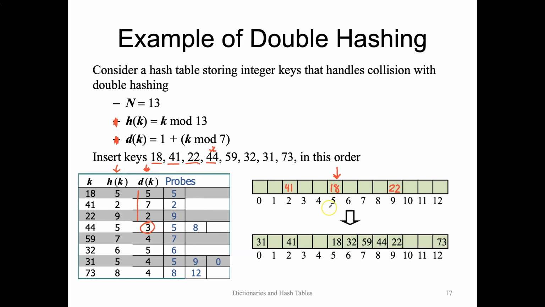So we had started at index 5, this was the first hash function for 44. And since this is occupied, we're going to move over 1, 2, 3 positions. We're going to skip immediately to index 8. So this is our starting hash value offset by this many cells. So we're going to try at index 8 now to insert 44. And this is free, so we're okay to insert there. So now we try to insert 59. 59 belongs at index 7, which is free.